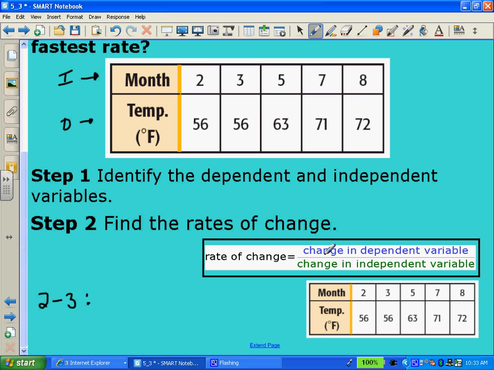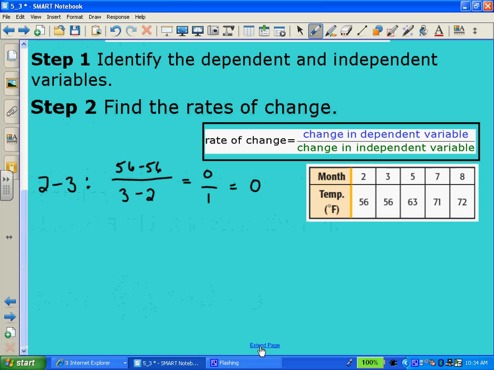I want to find the change in the dependent variable. Remember, that's the change in my temperature. So that would be 56 minus 56, and I always go second minus first. So 56 minus 56 over the change in the independent variable, which is my month, 3 minus 2. 56 minus 56 is 0. So the rate of change from month 2 to month 3 is 0.